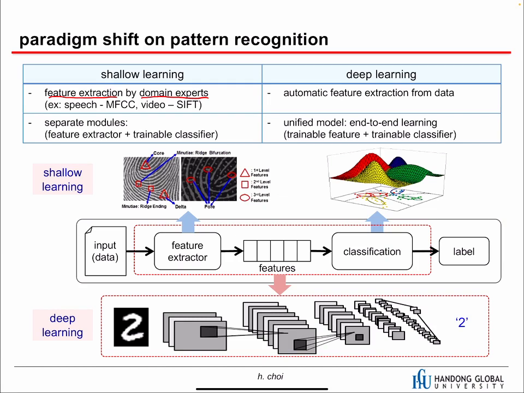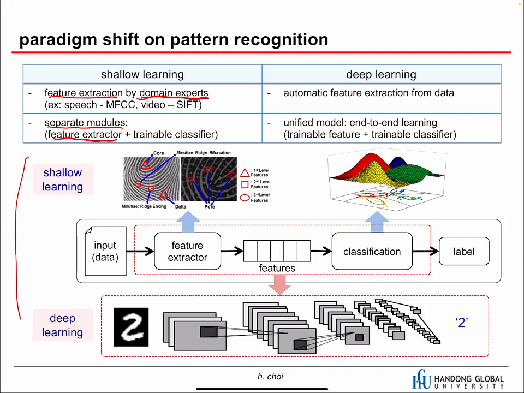And in shallow learning, we have separate modules. We need the feature extractor and the trainable classifier. This feature extractor can be done based on the domain knowledge, or we can actually have another trainable feature extractor like a PCA or something. But anyway, these are separate modules. But in deep learning, we have only one unified model for end-to-end learning. So instead of having the feature extractor and the classifier separately, we have one model.